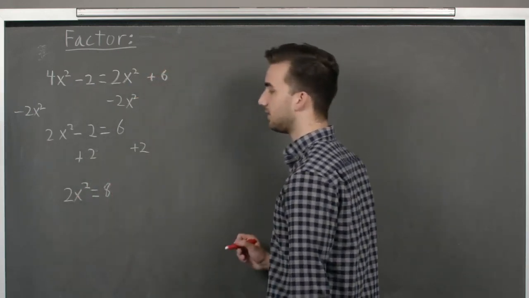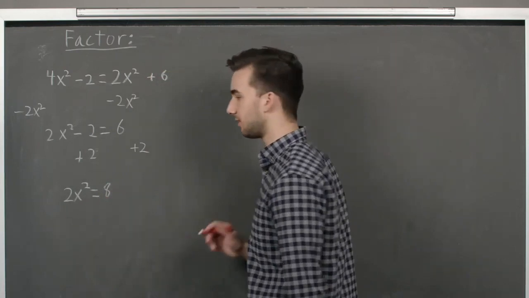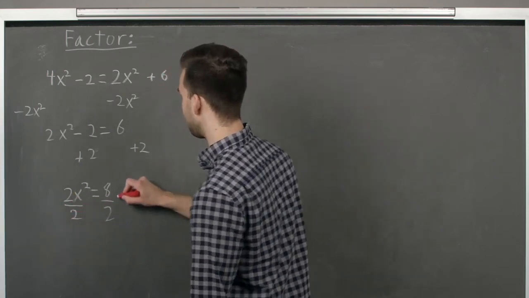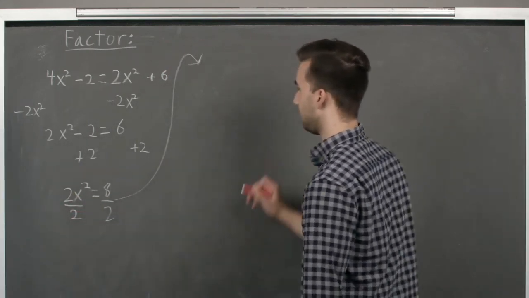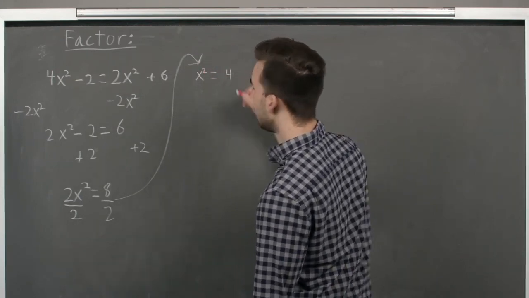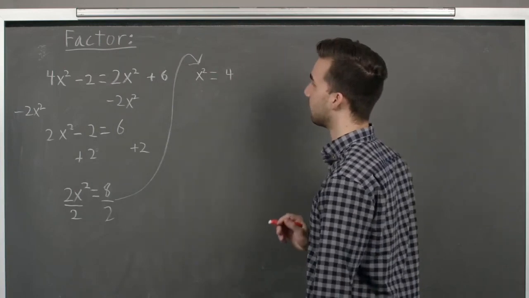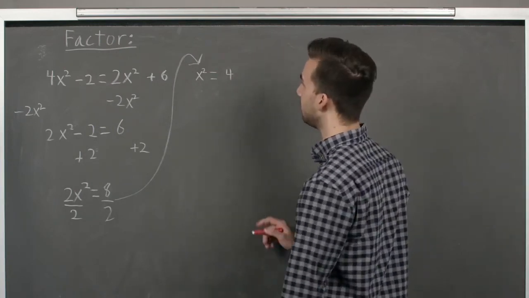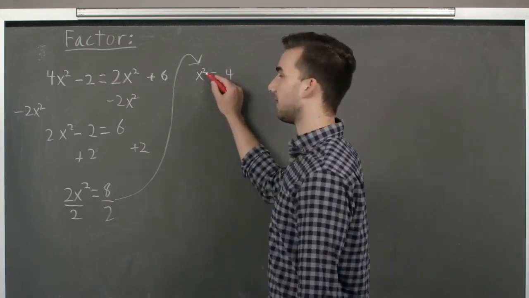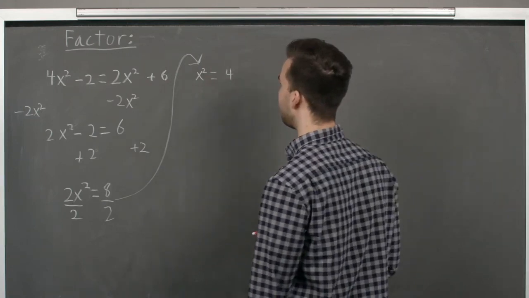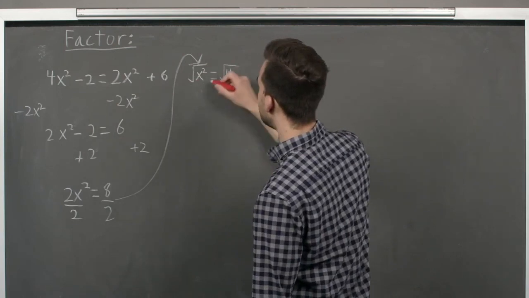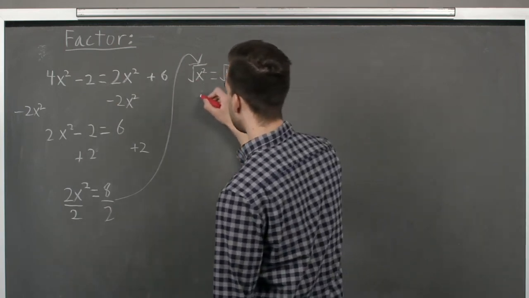So now all we need to do is get the x squared by itself. So I want to divide both sides of the equation by 2. That'll give me x squared is equal to 4. And if I want to solve for the x, now all I have to do is take the square root of both sides, because the square root of anything squared is just that thing to the power of 1. So square root of x squared is x.